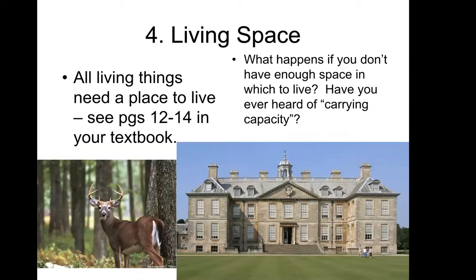Space is another aspect. There's something else that living things need. Some living things don't need very much. Others need a great deal. For example, the deer that's in the image. And we have space that we live in, our houses. What happens if you don't have enough space in which to live? Well, have you ever heard of carrying capacity?